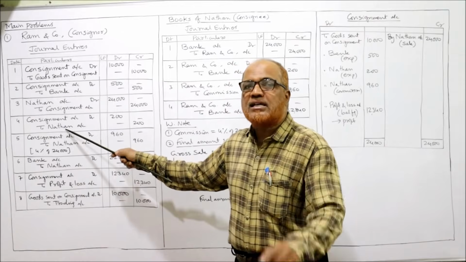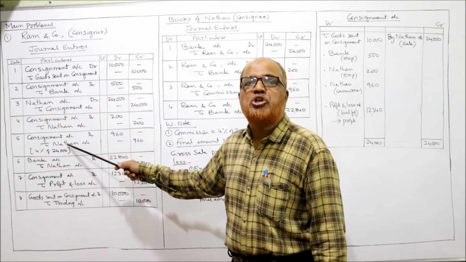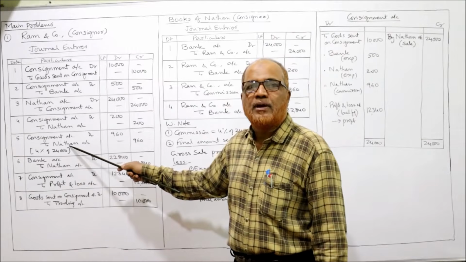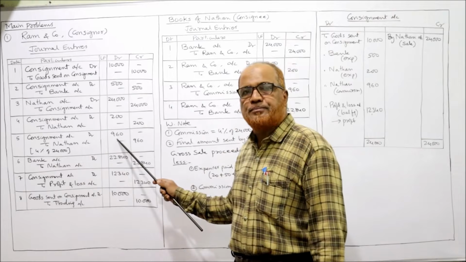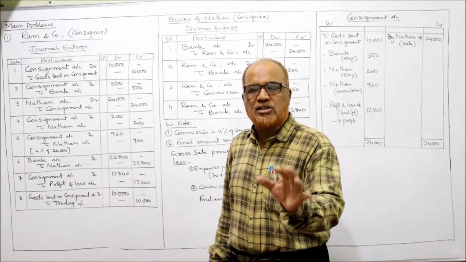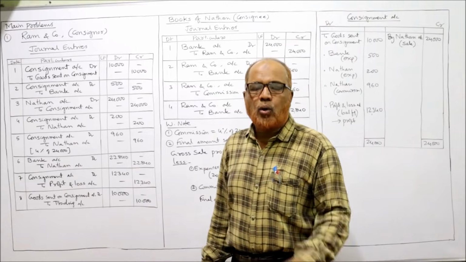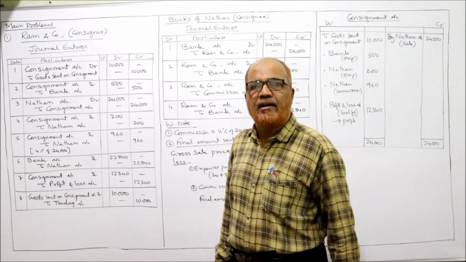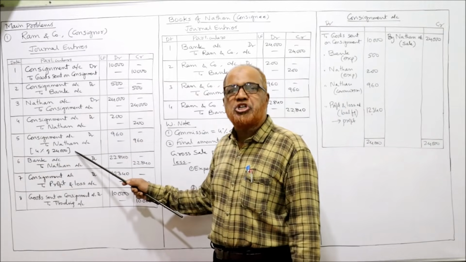This is the entry for expenses paid by consignee, and this is the entry for commission due to consignee. Here the narration: being the commission due to consignee, 960. So remember the entries. If you remember the entries, then the chapter will be very, very easy. The whole thing depends on the entries. So consignment account debit to Nathan, being the commission due.